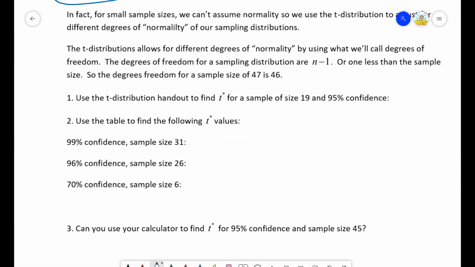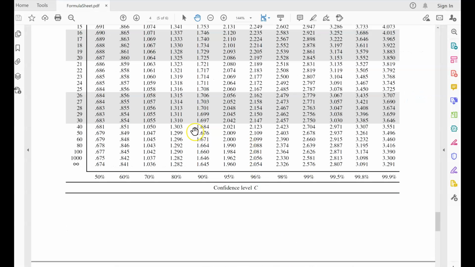So if I look at this t-distribution to find t star for a sample size of 19 and 95% confidence, let me show you how to do that. If the sample size is 19, remember that our degrees of freedom is 18. It's always n minus 1 degrees of freedom. So I'm going to go to that t-distribution. I'm going to go down to 18 degrees of freedom, and I'm going to roll over to 95% confidence. It's right here in this column. So 18 degrees of freedom, 95% confidence, right here, 2.101. 18, 2.101.